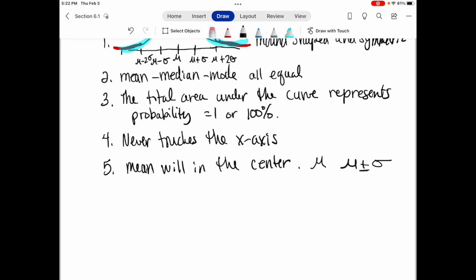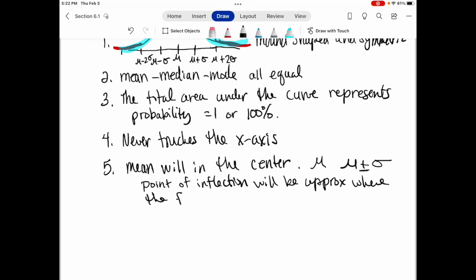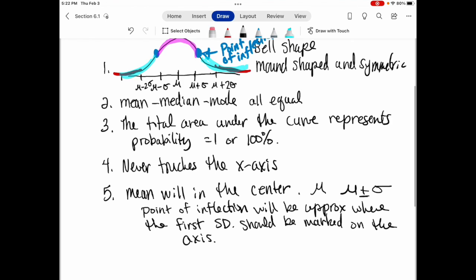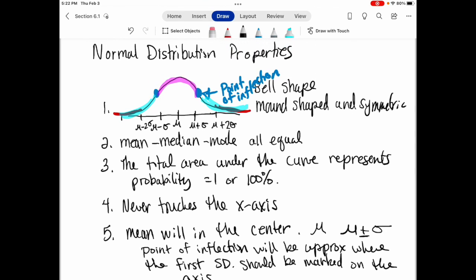So the mean is going to be in the center, and as you come out, you're going to add and subtract standard deviations, and then the point of inflection will be approximately where the first standard deviation should be marked on the axis. Okay, so those are some basic properties of your normal distribution.